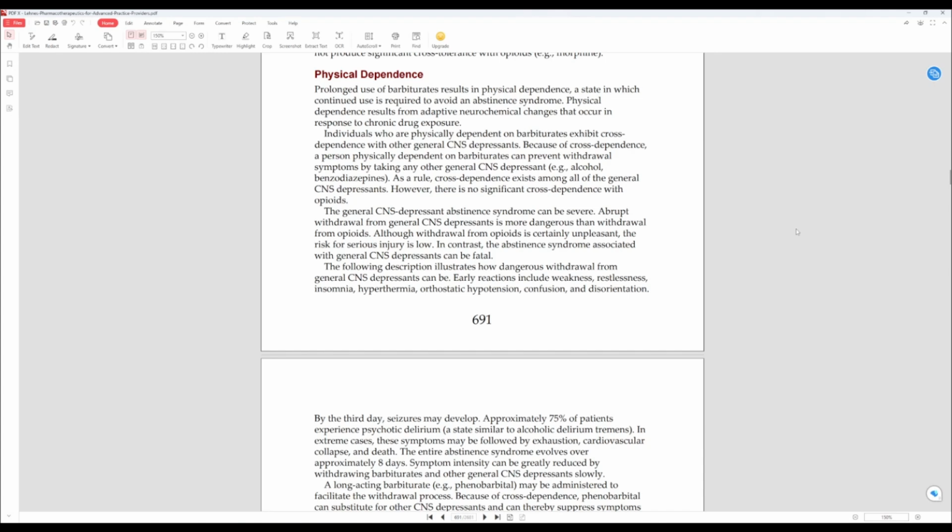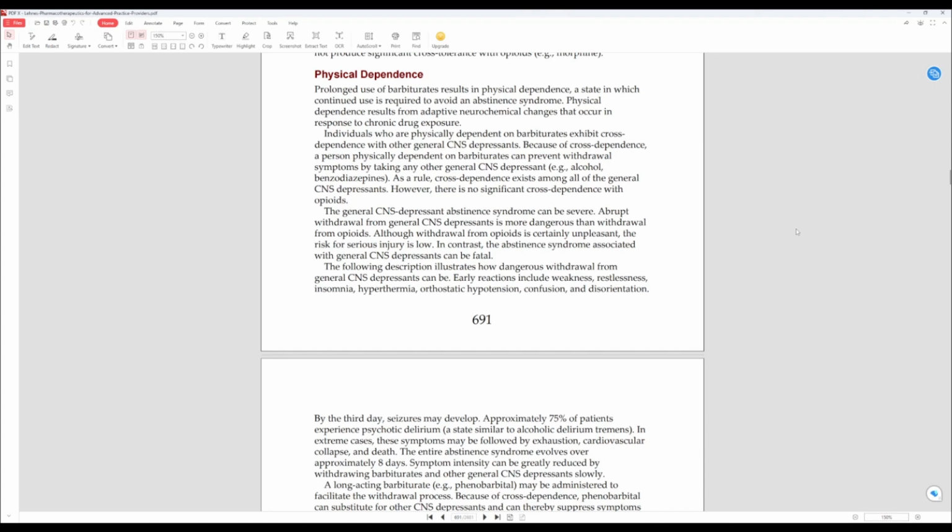The general CNS depressant abstinence syndrome can be severe. Abrupt withdrawal from general CNS depressants is more dangerous than the withdrawal from opioids. Although withdrawal from opioids is certainly unpleasant, the risk for serious injury is considered low. In contrast, the abstinence syndrome associated with a general CNS depressant may be fatal. The following description illustrates how dangerous withdrawal from general CNS depressants can be.